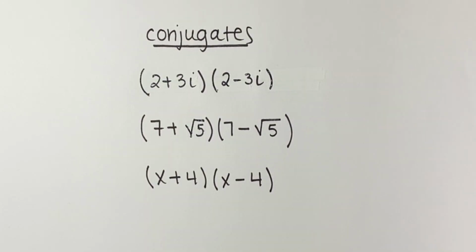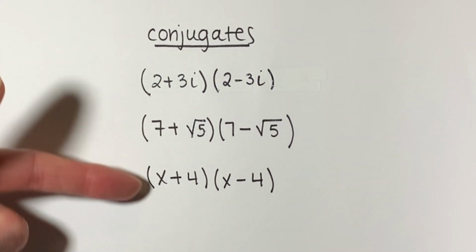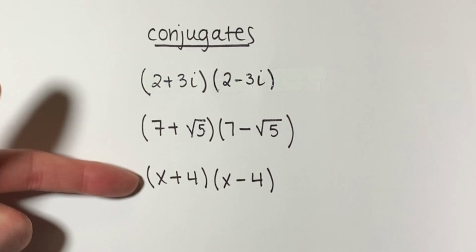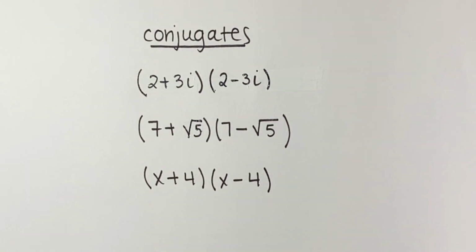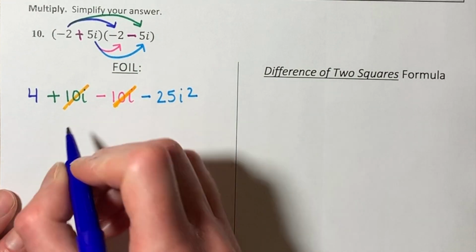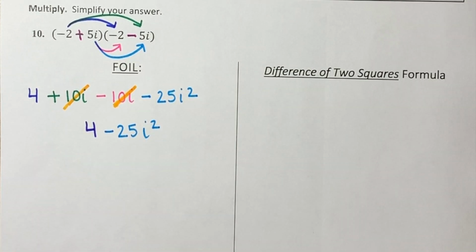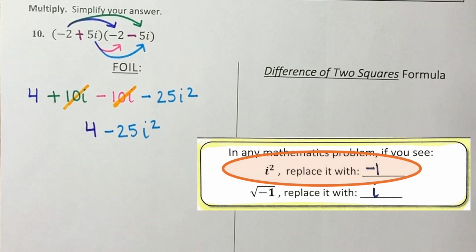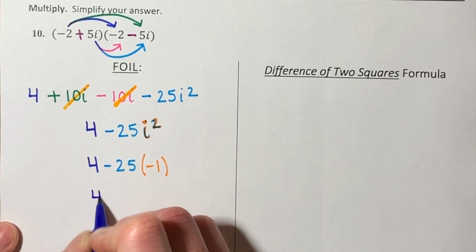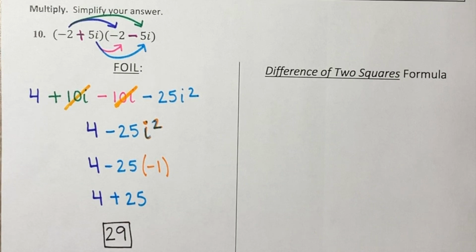Now, whenever you're foiling conjugates, whether complex conjugates, conjugates involving radicals, or conjugates that look like these, the middle terms will always cancel out. And that's exactly what happens here. So we're just left with 4 minus 25i squared. Now remember, we should never have i squared in our final answer because there's a much simpler way to write it. i squared should always be rewritten as negative 1. And this can now simplify to 4 plus 25, which leaves us with a final answer of 29.